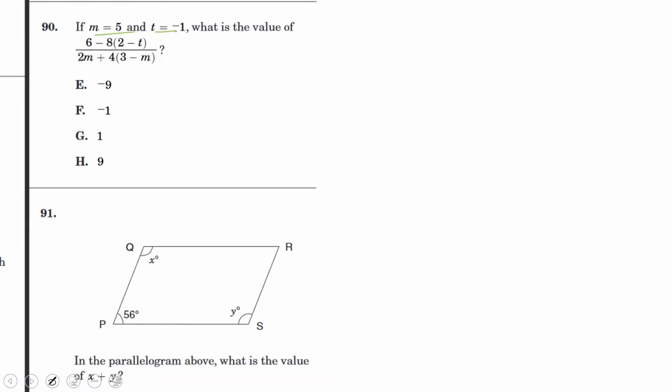Next. I love these ones. Just plug it in, guys. 6 minus 8 times 2 plus 1. 2 times 5 plus 4 times 3 minus 5. That equals 6 minus 24 over 10.